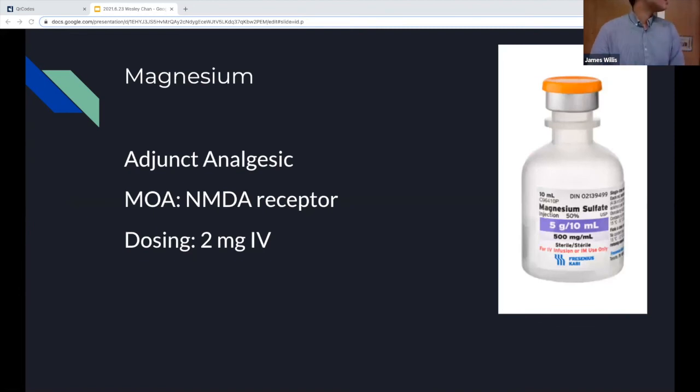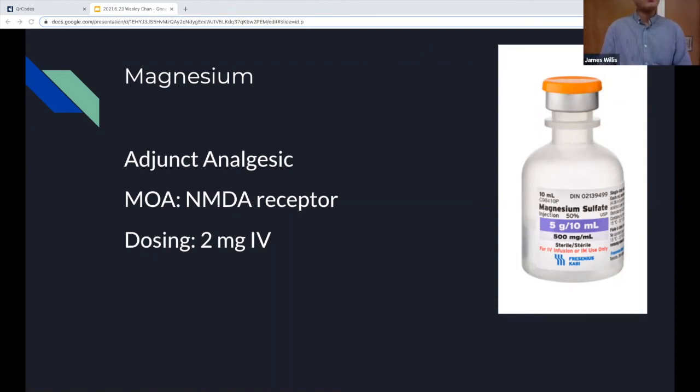Magnesium is something that we often forget about as a pain modality. It's used as an adjunct anesthesia. It works at the NMDA receptor. A lot of the medications that we use are for neuropathic pain as well as for migraines. It's also been shown in some of the literature to treat fibromyalgia, dysmenorrhea, and headaches as well.